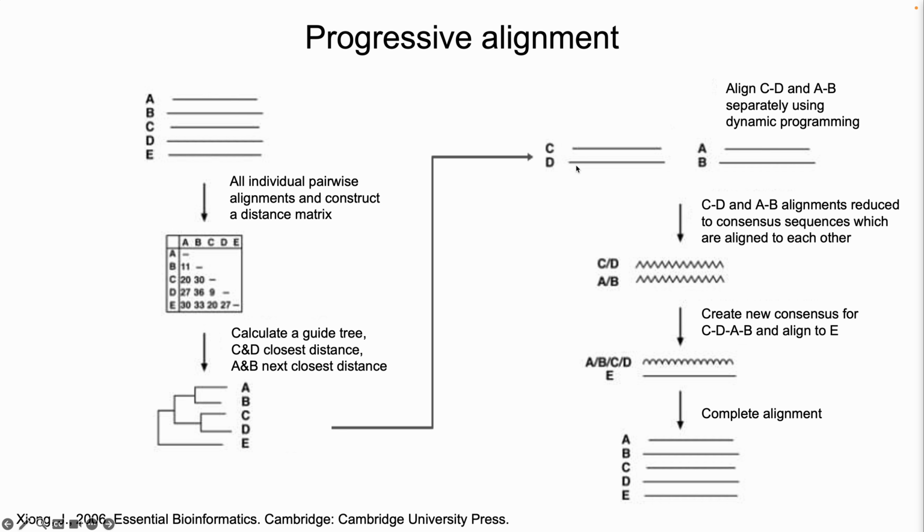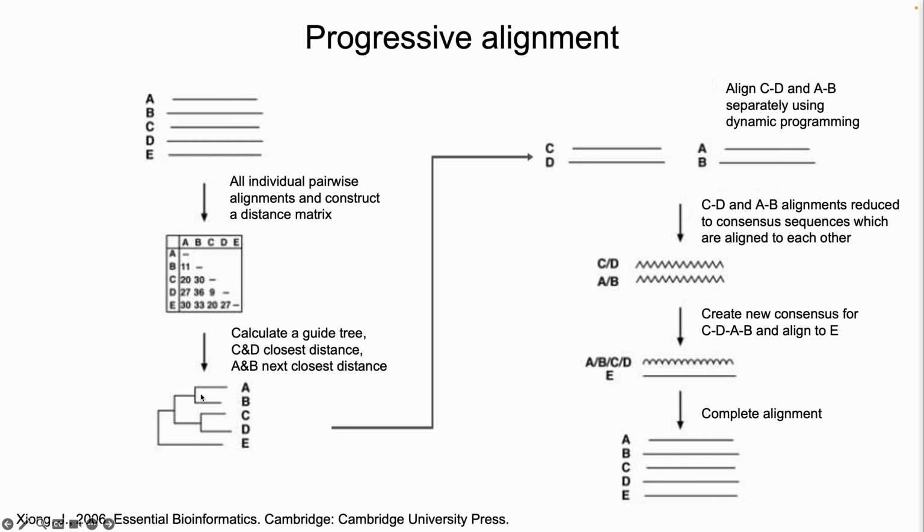So now we've got our two alignments. We say, okay, what was the ancestor? What's the consensus of those two? Do the same thing for A and B. So now you've got these jagged lines that are meant to represent the consensus sequence. Now you align those two consensus sequences.